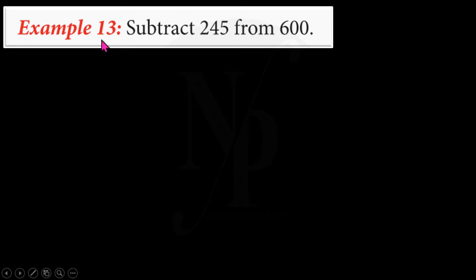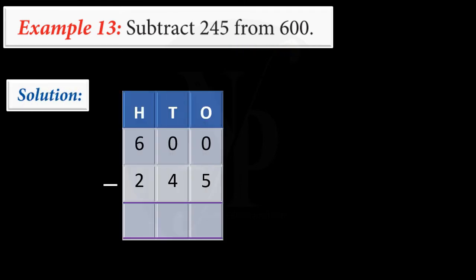Example number 13. Subtract 245 from 600. Let us write down these numbers in place values table as shown here. 600 in the first row and 245 in the second row with the minus sign indicating we are subtracting this number from the first number. So we have to subtract 5 from 0 here, which is not possible. We have to regroup now.